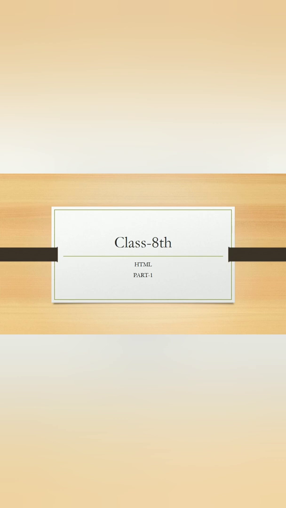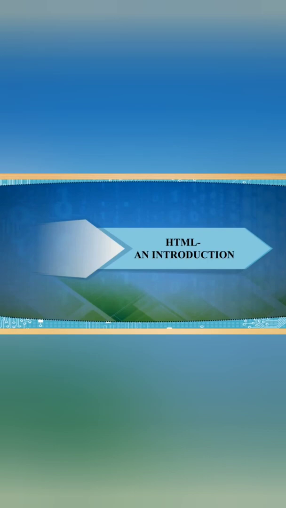Now we start the chapter HTML. So what is HTML? HTML is a hypertext markup language that is used to design web pages. So what are web pages? A website consists of millions of web pages which contain text, graphics, video, audio and links to other web pages by hyperlinks. These websites can be accessed by different users around the world by using an internet connection.